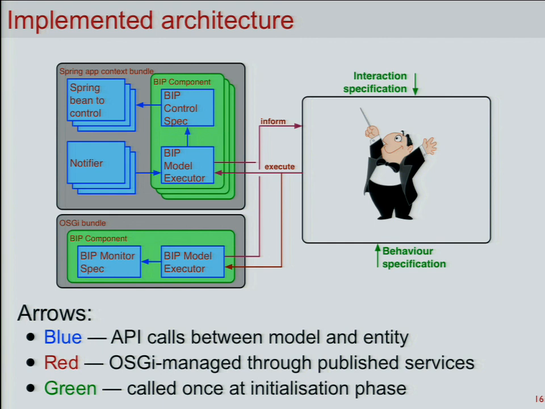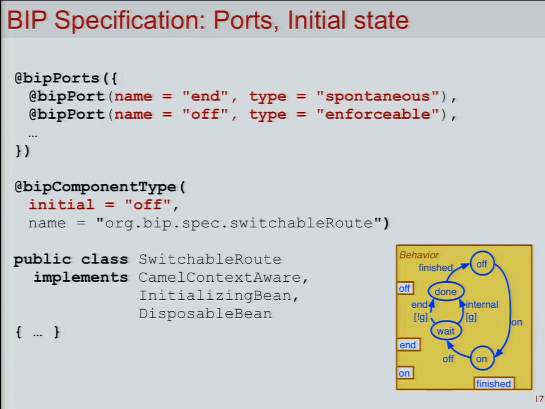And here the administrator, for example, may create a BIP monitor specification, describing how the system is supposed to behave, what is allowed and what is not, and then the BIP engine does the coordination. So the components inform the BIP engine what they can do, and then the BIP engine tells them what to do. Okay, so this is a big picture overview. So now finally I can get to some code.